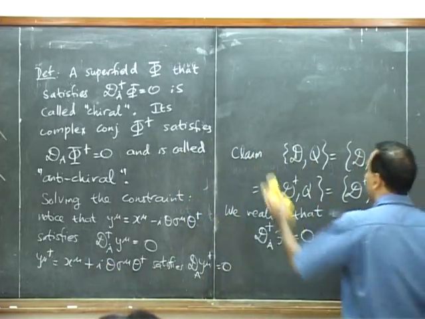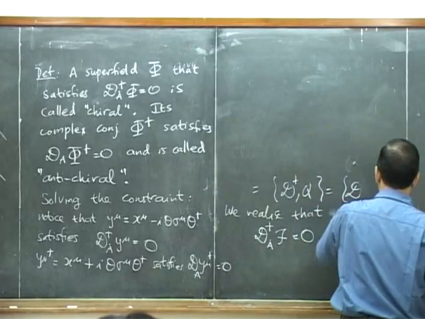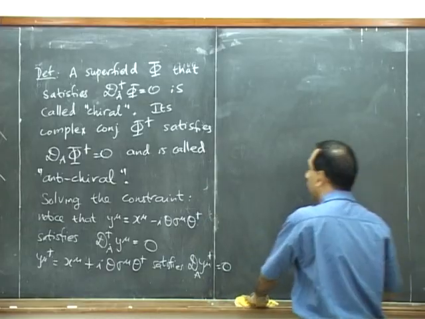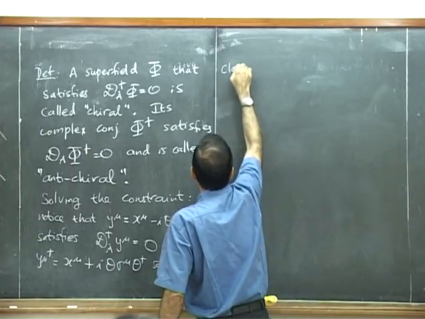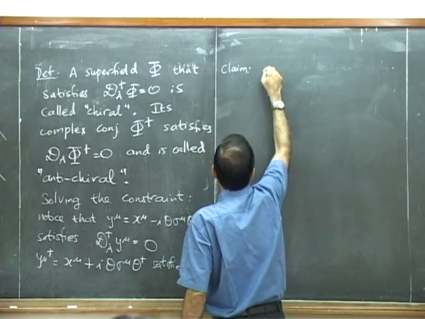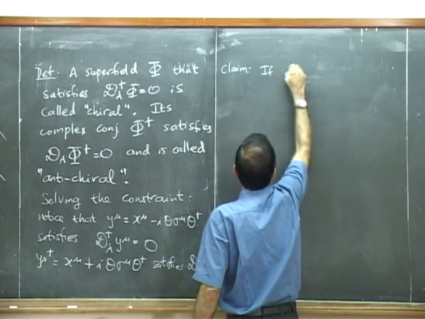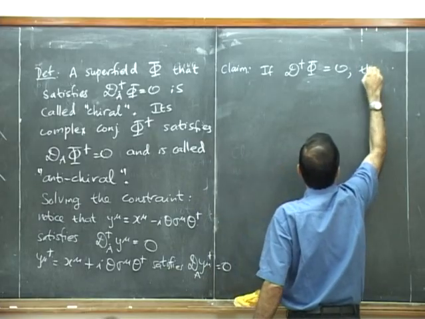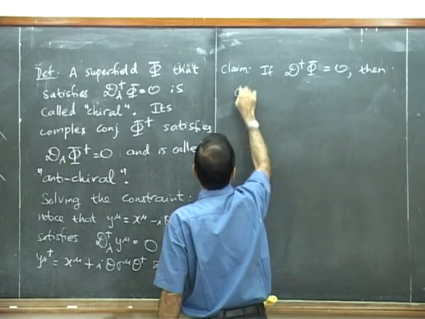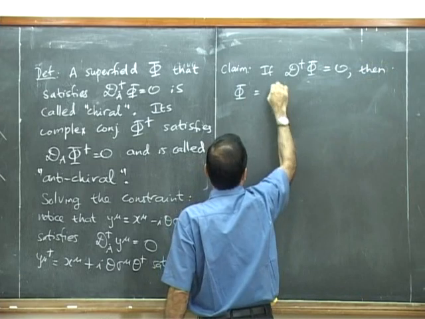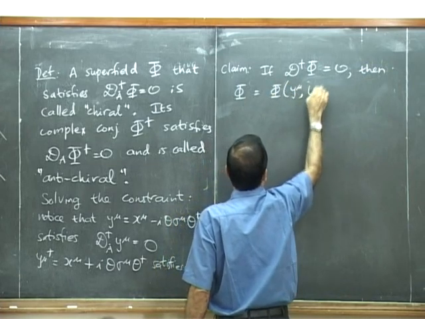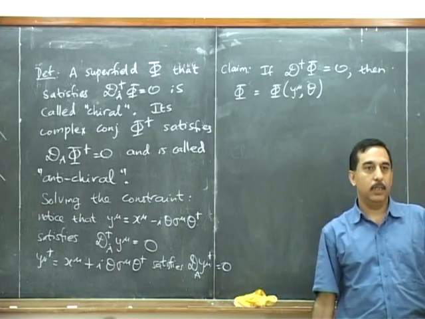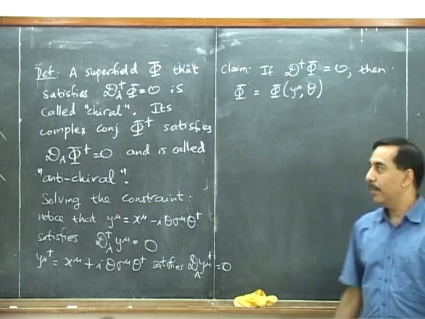Okay. So how can we use this to solve the constraint? Well, we claim that if D dagger on Phi is equal to 0, then Phi is a function of y mu and theta, but not independently of theta dagger.